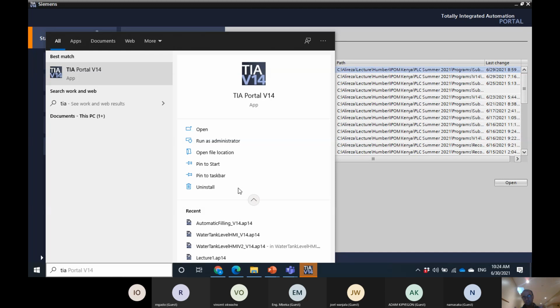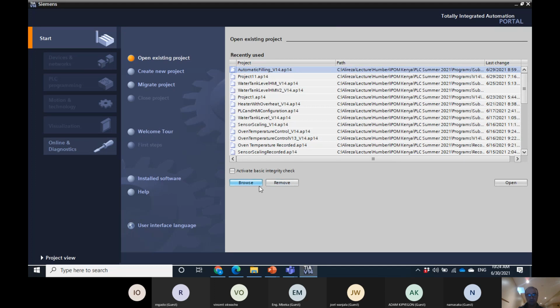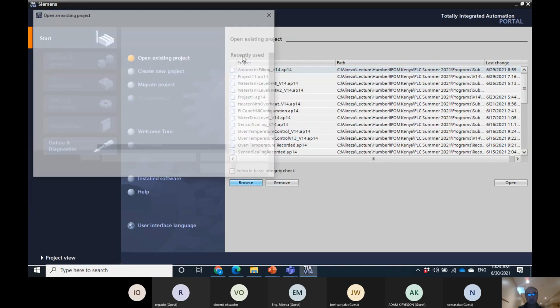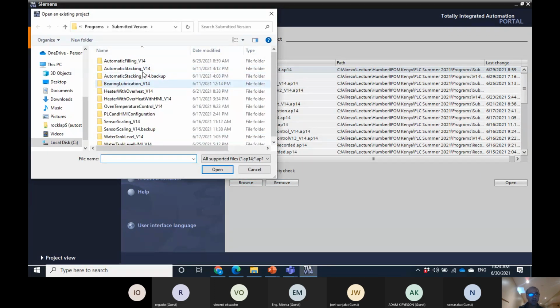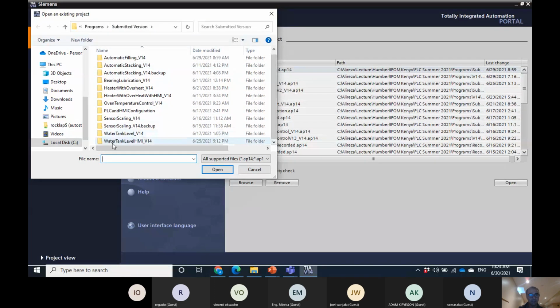In fact, there's a shift because we later changed the order of the lectures. So there's a shift on the order of the lectures, and I moved the complementary to the end. So this change, there's just this issue on the programs. Okay, so let me open that. Submitted version, it was water tank level with HMI, this.